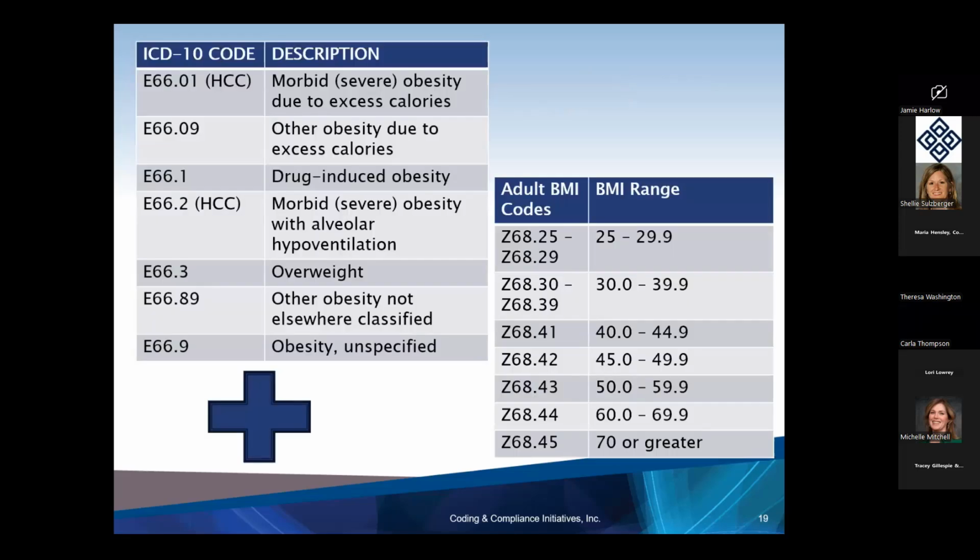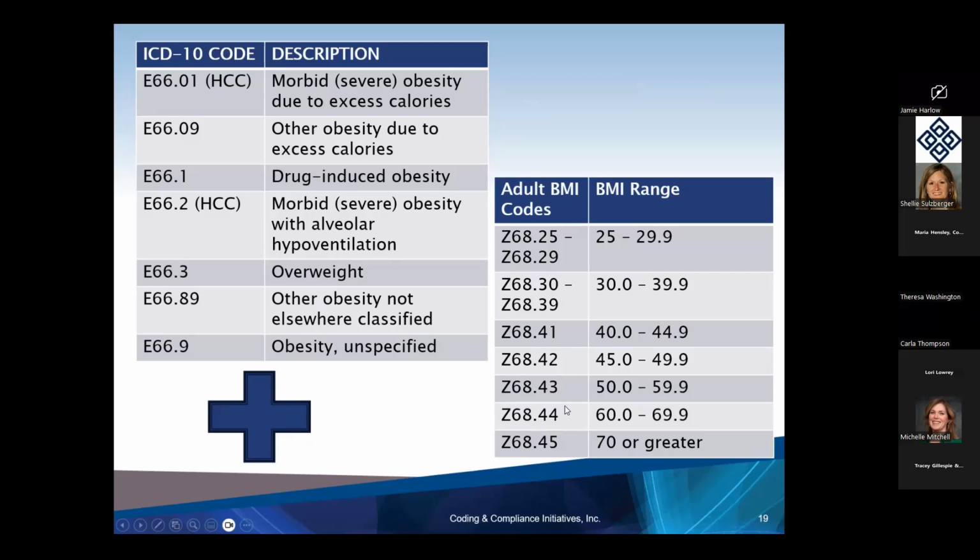So this is just a cheat sheet for you to look and see what E codes and corresponding Z codes. This first slide is with our original E66 codes: morbid obesity due to excessive calories, other obesity due to excessive calories, drug-induced obesity, alveolar hypoventilation, overweight, other obesity not elsewhere classified, and obesity unspecified, with our BMI codes, the Z68.